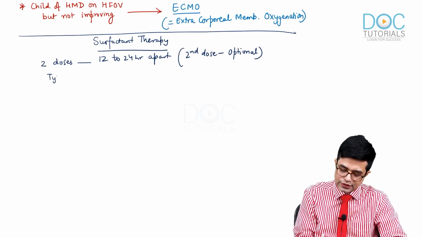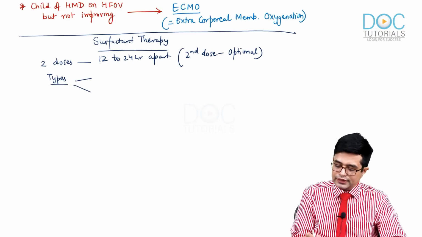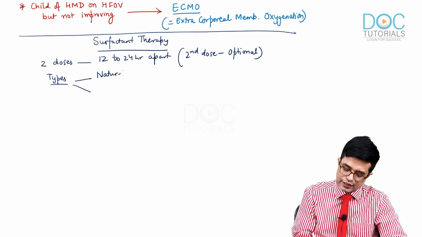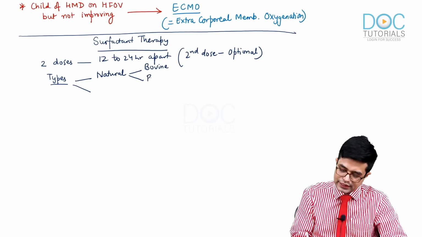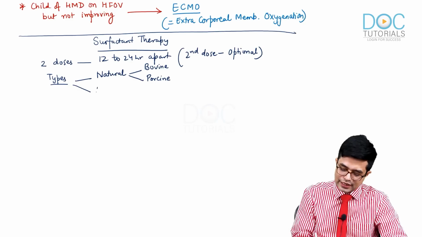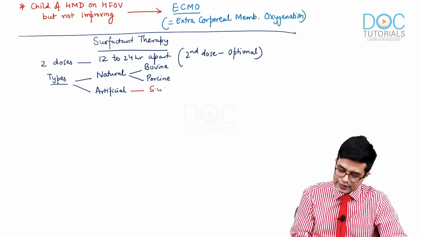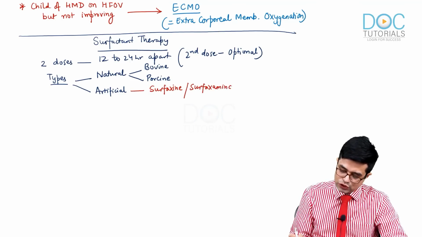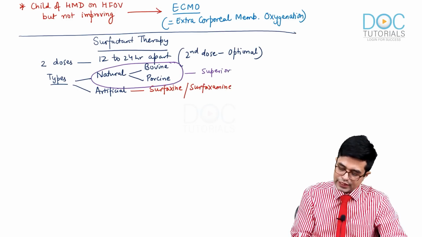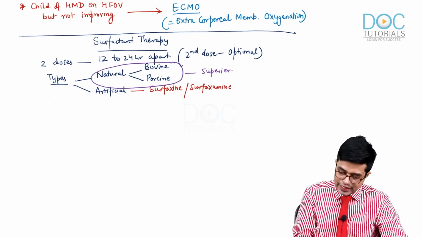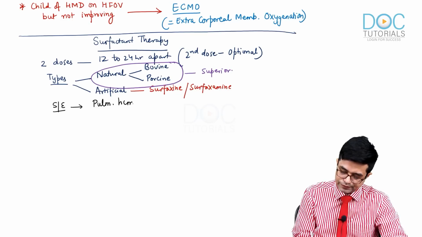Surfactant is of 2 types. You have the natural surfactant, which is derived from either bovine, buffalo fetus, or porcine, that is pig fetus. And second is the artificial surfactant. Artificial surfactant comes by the name of surfaxin or surfaxamine. Natural ones are found to be superior to artificial surfactants. What is the side effect? If you give extra surfactant more than what is needed, the child can develop pulmonary hemorrhage.